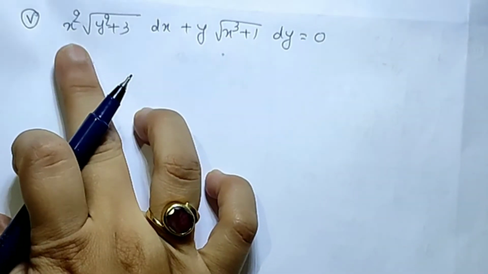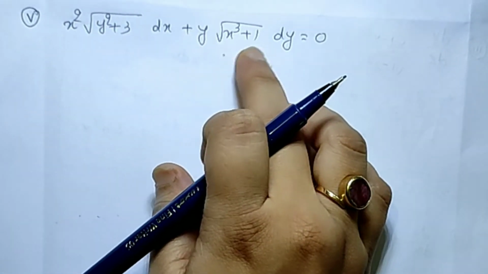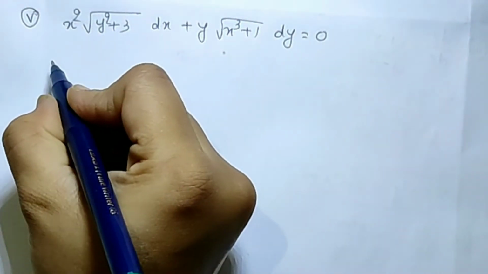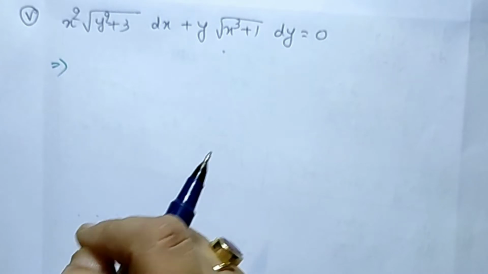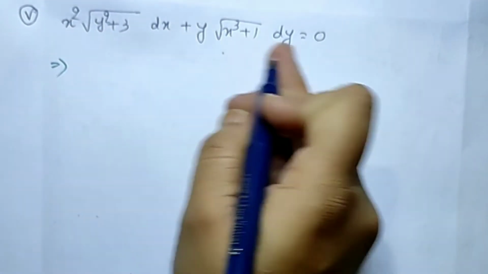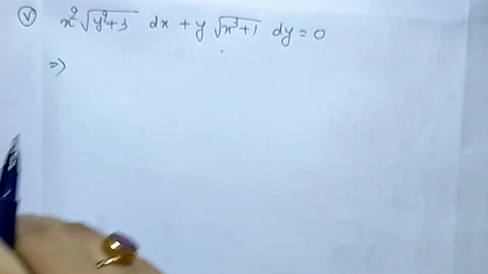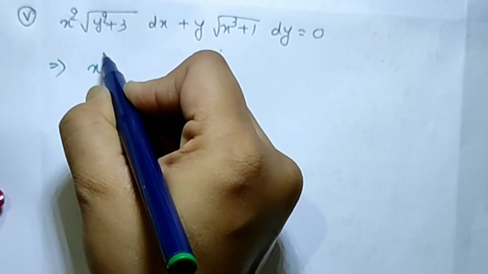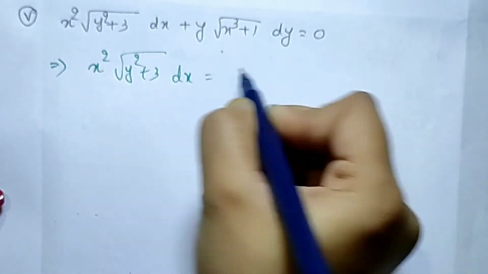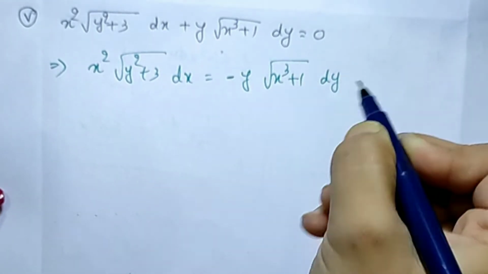Here we are given x square into root of y square plus 3 dx plus y into root of x cube plus 1 dy equal to 0. So first we have to separate the variables. First separate the dx term and the dy term. Visible? Yes. x square into root of y square plus 3 into dx is equal to minus y into root of x cube plus 1 into dy.